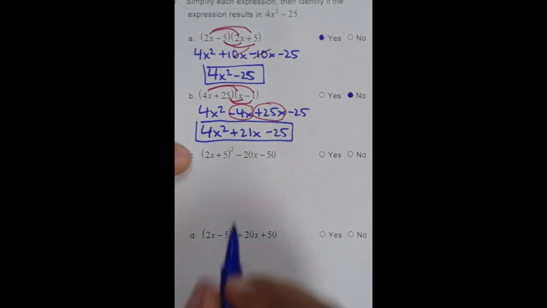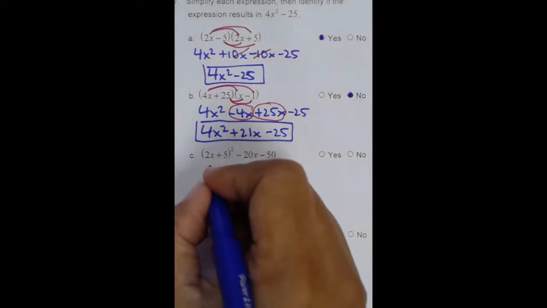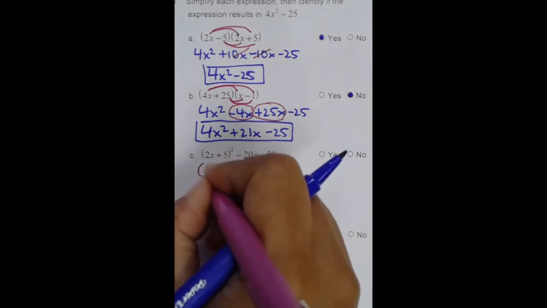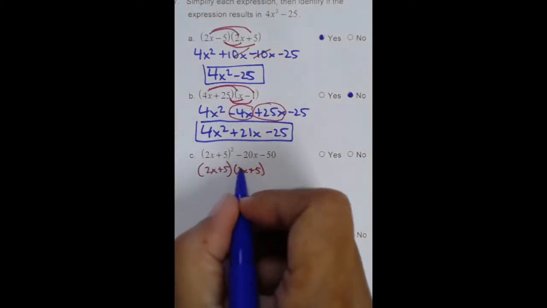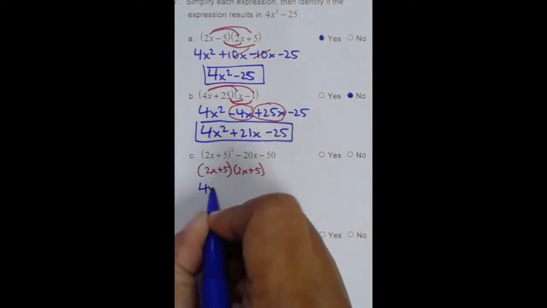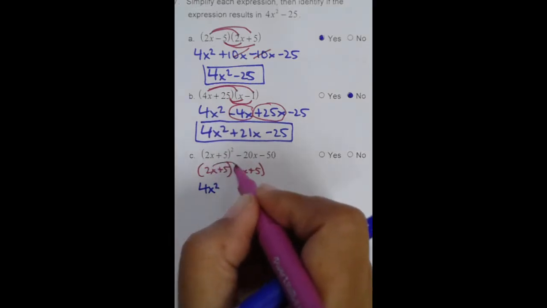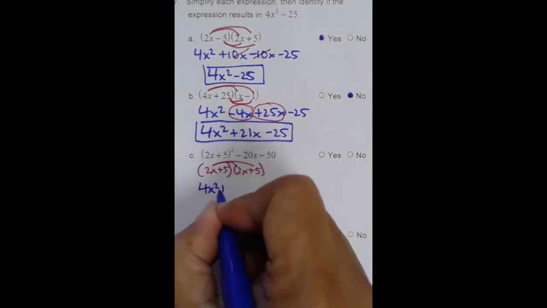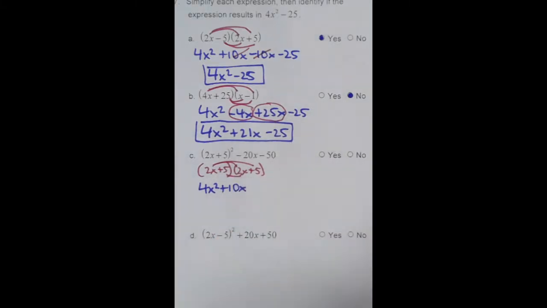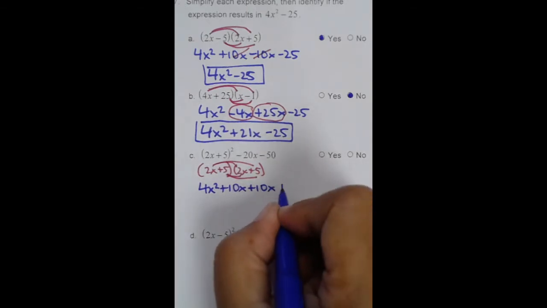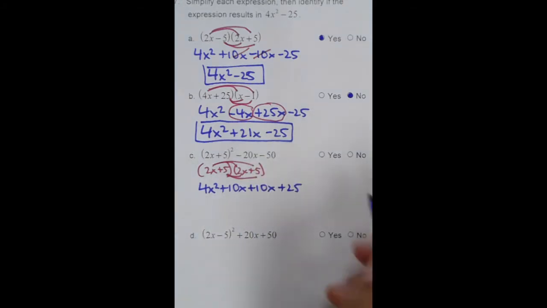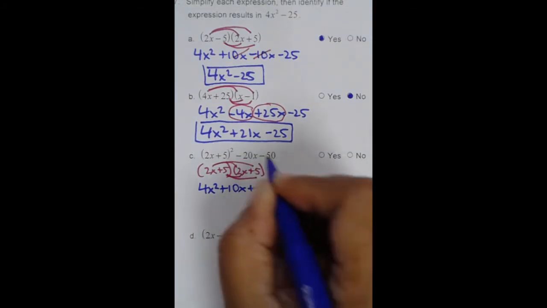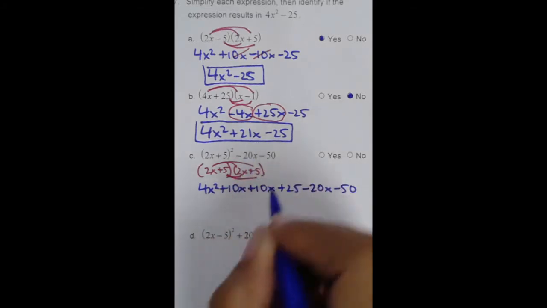This one right here, we're going to have to FOIL this, and then we'll add this at the end. So let's go ahead and rewrite this here as 2x plus 5 times 2x plus 5. All right, let's FOIL. 2x times 2x, that's going to be a 4x squared. 2x times 5 is 10x. Then we have 5 times 2x, which is another 10x. Then we have 5 times 5, which is 25. Keep in mind, once we FOIL, the parentheses go away, and we can just tack on this at the end. There's still a negative 20x, and there's still the negative 50 after we multiply this out.